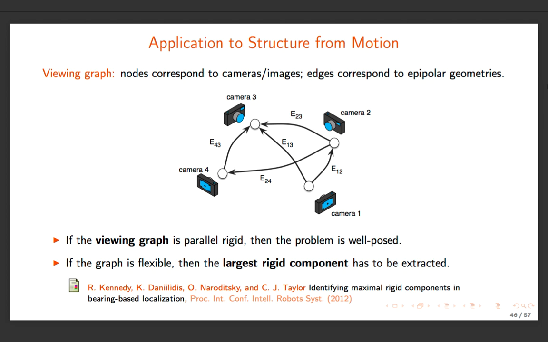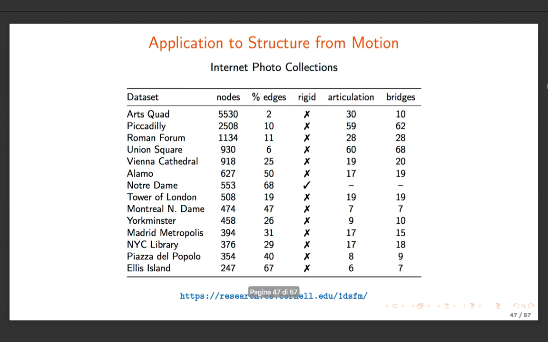The rigidity theory can be applied to popular datasets used in structure from motion. It turns out that only the Notre Dame dataset corresponds to a rigid graph, whereas all of the others are flexible, as they contain both bridges and articulation points.